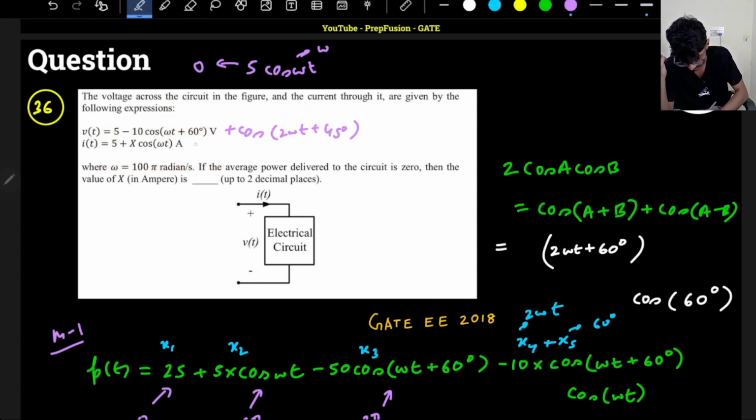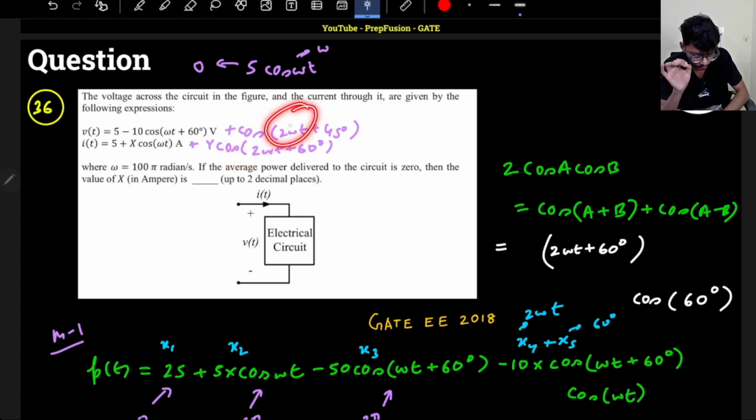I should have in the current another frequency term, that is 2 omega. Okay, let's say y cos 2 omega t plus some random angle. So if this frequency term is present, then the power due to this 2 omega t will be there in this component, right.